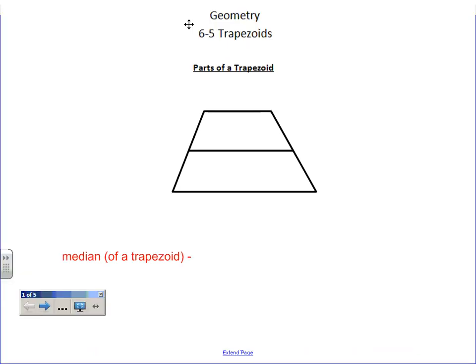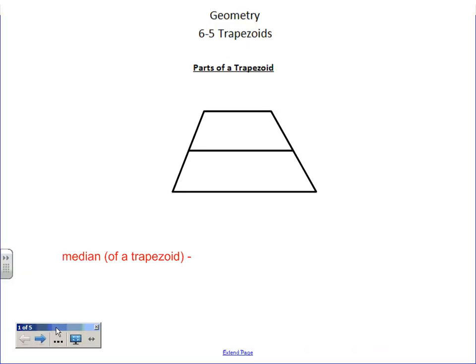Trapezoids. First thing we're going to do is talk about the parts of a trapezoid. Trapezoids will always have four sides because it is a quadrilateral. This little extra piece in the middle here, we're going to talk about what that is when we get done. But what a trapezoid will have is basically exactly one pair of parallel sides.